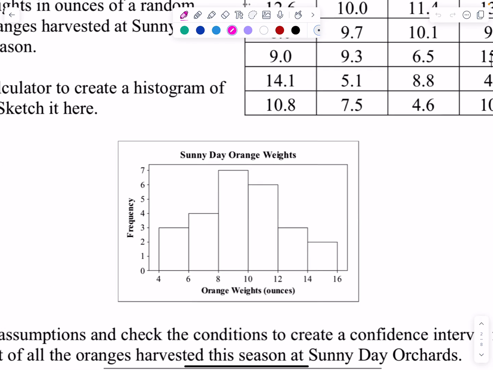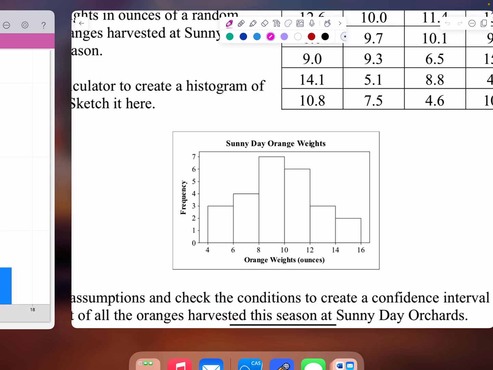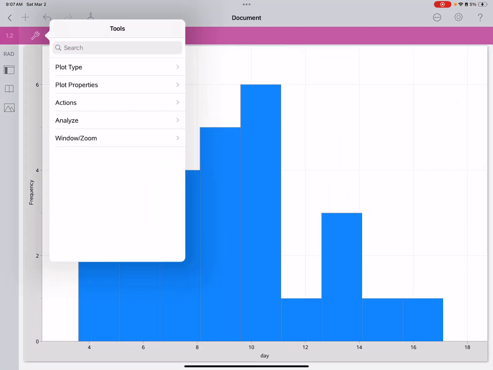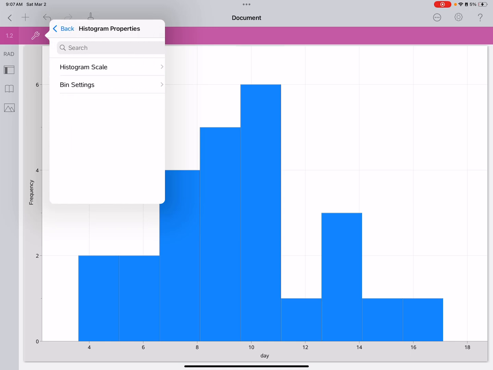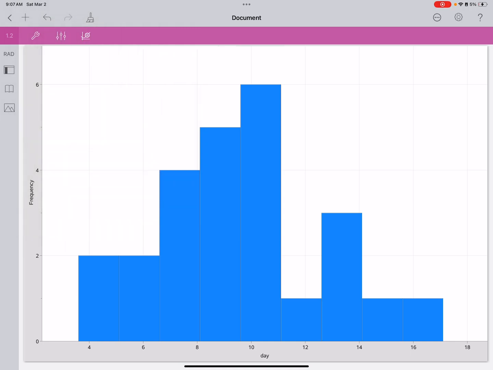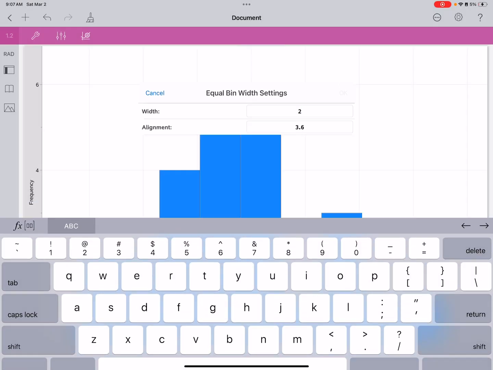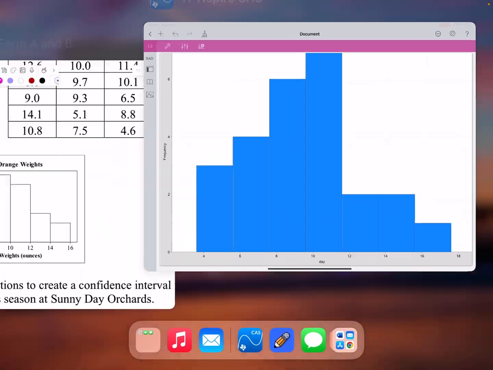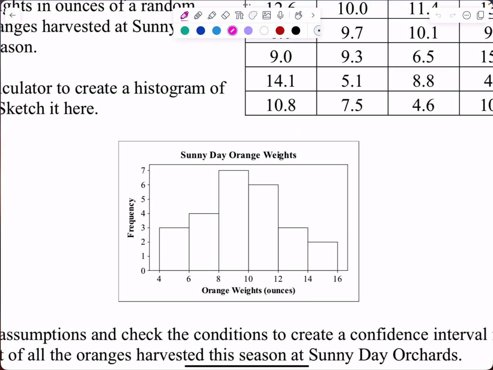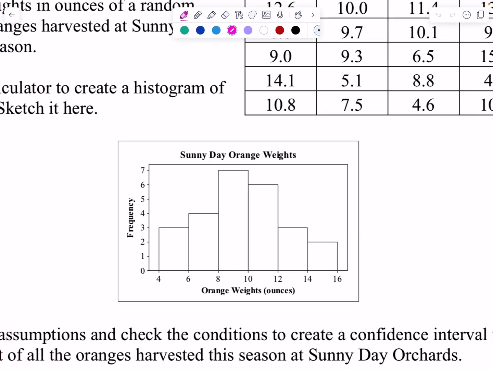And this one looks a little different than the one that I just showed you because the bins are by 2. So if I change the bins to 2, you'll see that it's going to change again. Plot properties, histogram properties, bin settings, equal bin width, and you'll see this one looks like it's at 2, the one that's on my picture. So that changes it just a little bit. It might be a little bit above 2 actually now, but this is about what it's going to be. Anyway, just make sure that you have a title, you have a label, oranges, weights, and ounces, the frequency on the left, and make sure all your numbers are here.